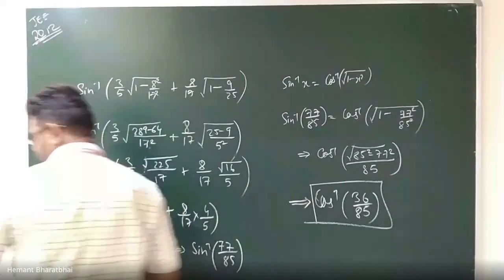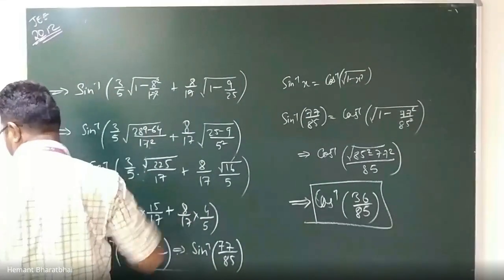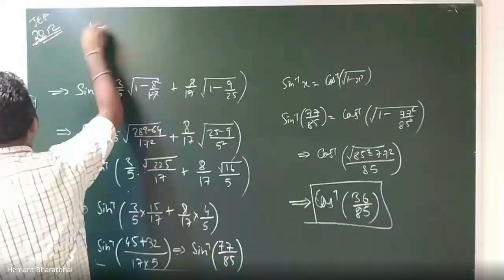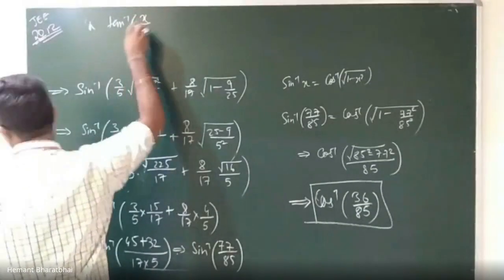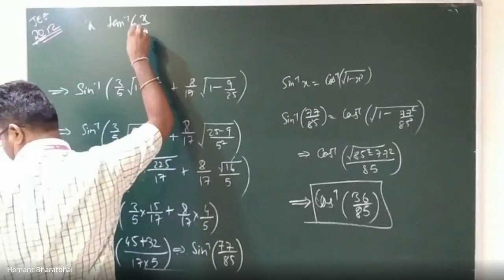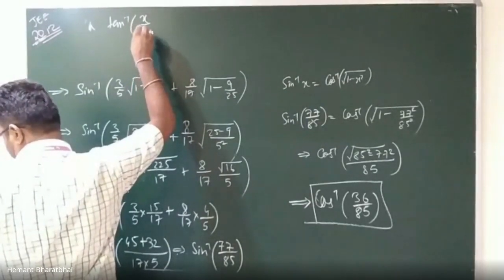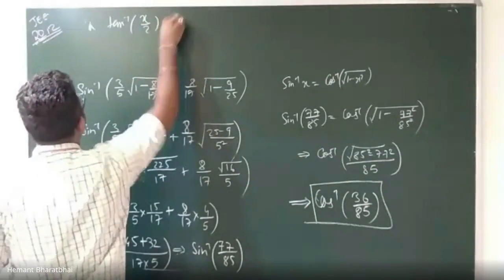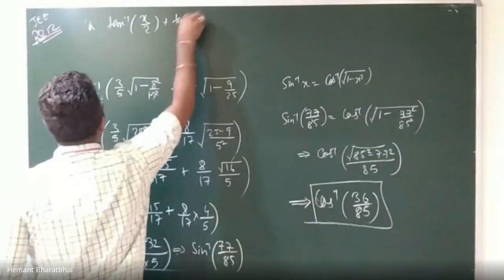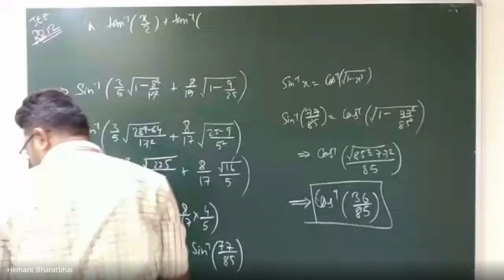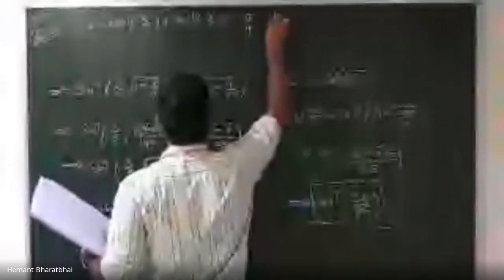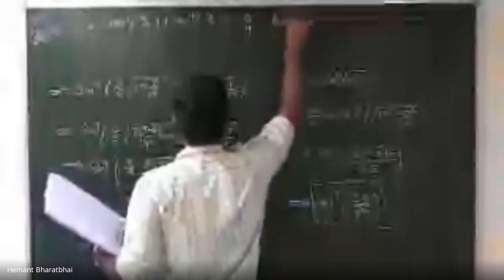This is simple, I think. You should be able to solve this. Tan inverse of x by 2 plus tan inverse of, equal to pi by 4. What will be the value of x?